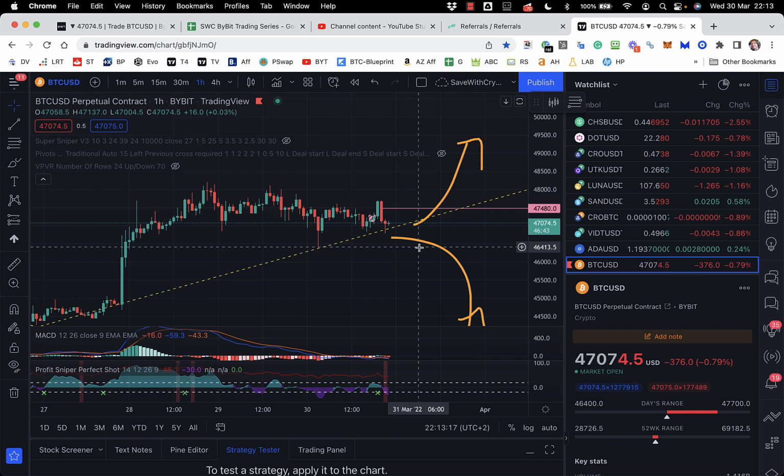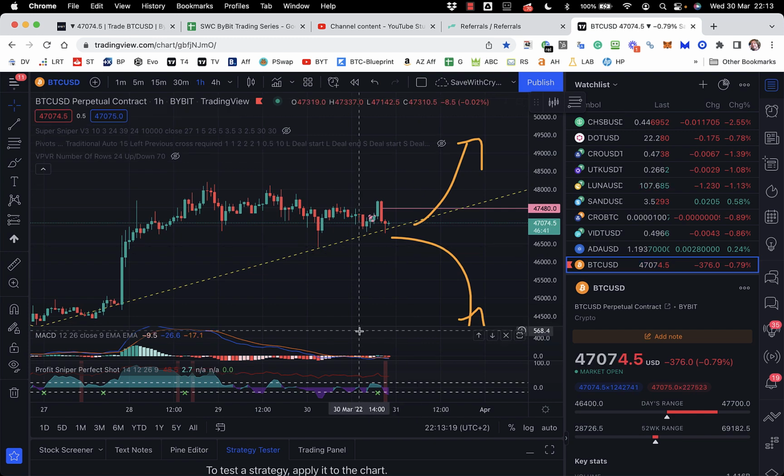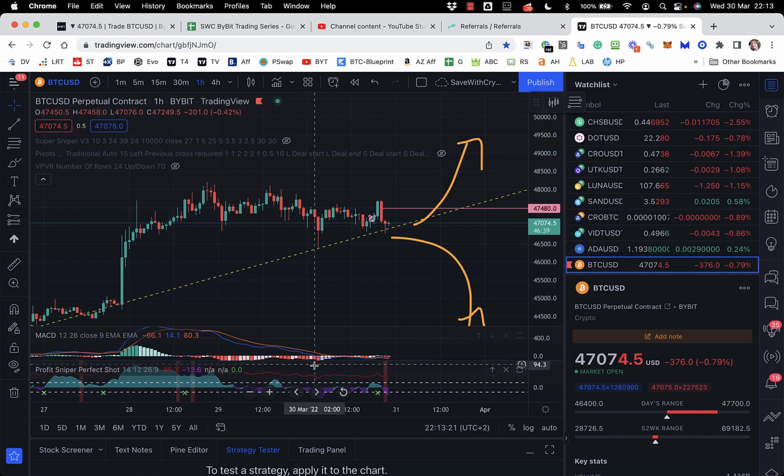The other thing that made me think something was going to happen was I had my eye on this MACD. This is the moving average convergence divergence. I'm not sure if you get that with the free version of TradingView, but you certainly get it with the first level up, which is the one I've got.